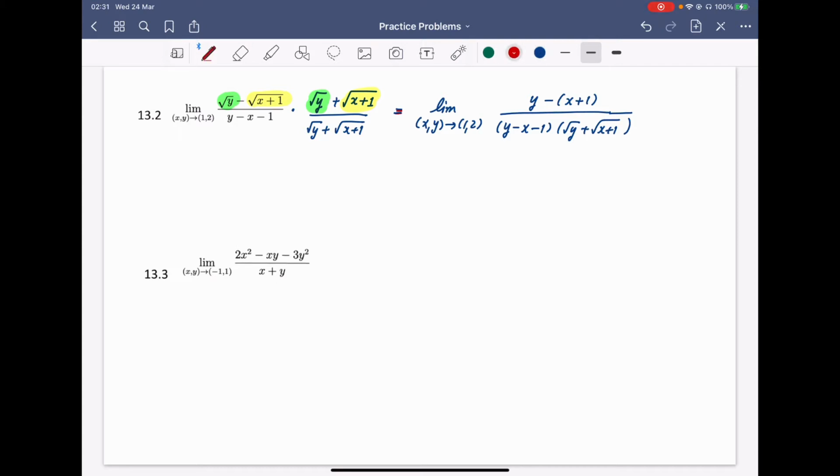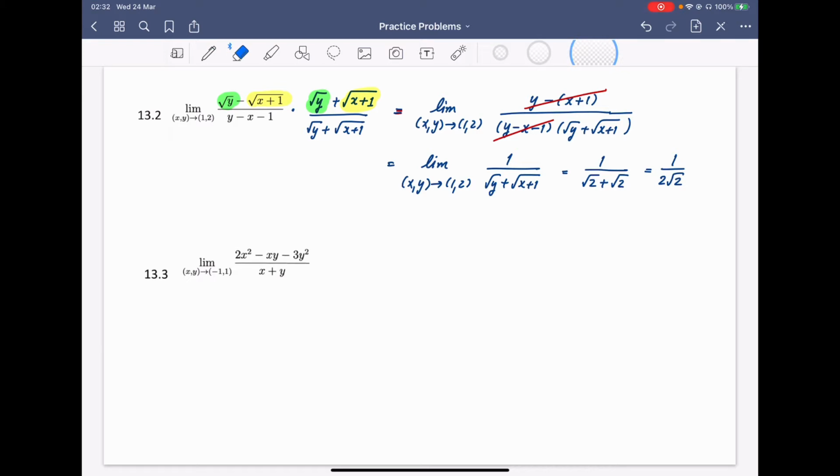Well, for sure, on the numerator, y minus x minus 1 is going to cancel out with the same term in the denominator. So at the end, you're going to have the limit as x, y go to 1, 2, of 1 over square root y plus square root x plus 1, and this is 1 over square root 2 plus square root 2. Sorry, this is 1 over 2 square root 2, which is square root 2 over 4. All right.